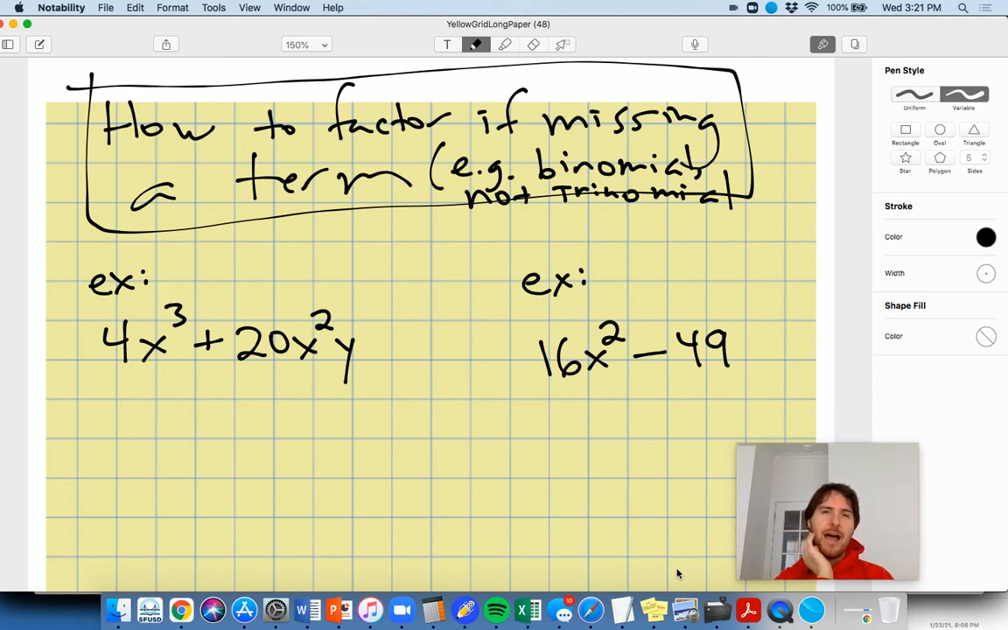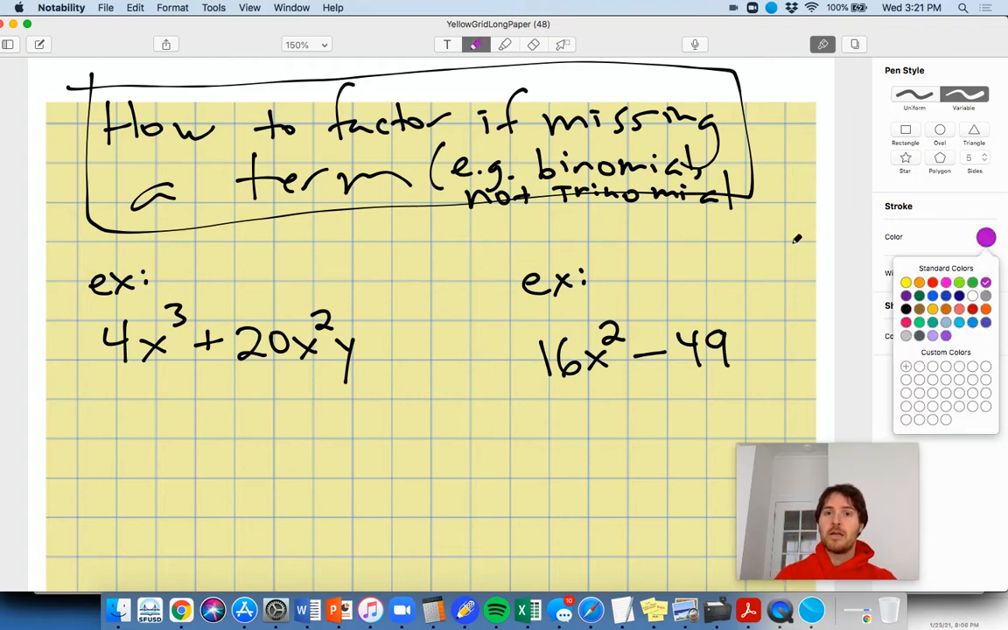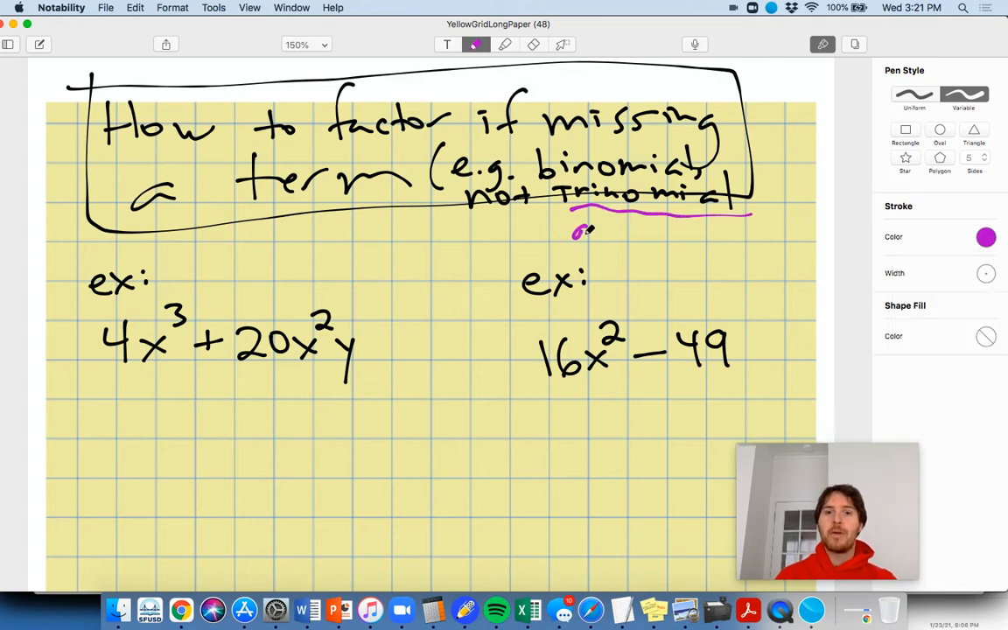Because the common thing that you factor in Algebra 1 are trinomials, right? Three-term things. It's usually factoring quadratics, written in the form ax squared plus bx plus c, with a squared term, an x term, and then a ones term, a constant, just the number and not a variable.